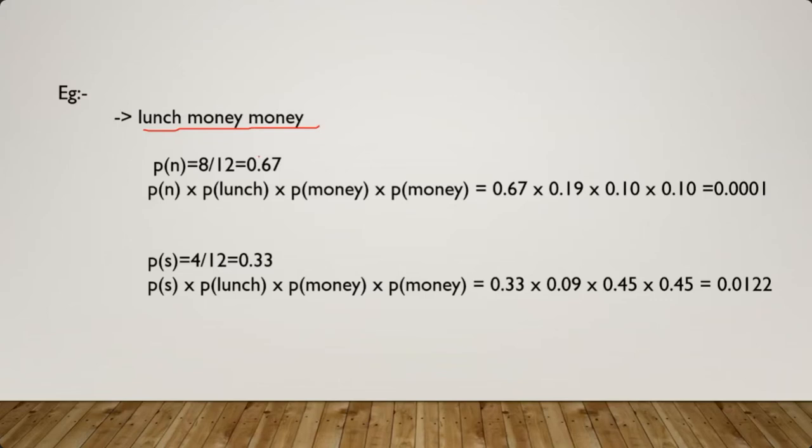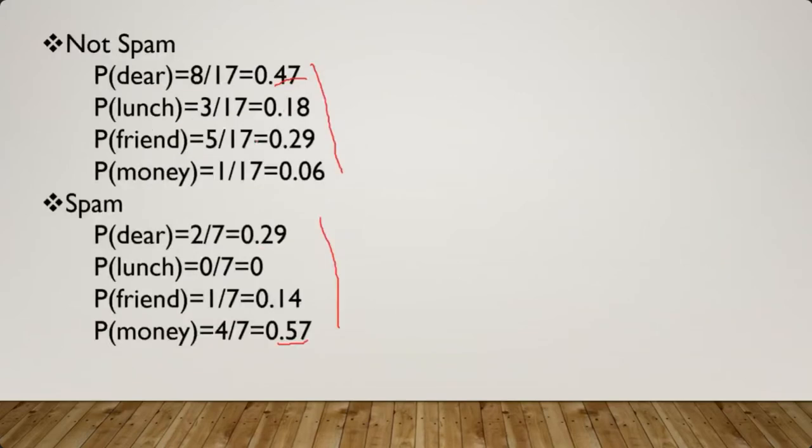We have to classify this as a spam message. But when we take a look at our data, the data says that lunch has a value of 0 in spam. So 0 into anything will be 0, right? So 0 into 0.57 into 0.57 will be 0. While we have an actual value for lunch here, we will get some minor value, which will be definitely greater than 0. So this message will be classified as not spam. So this is the small mistake that Naive Bayes does.